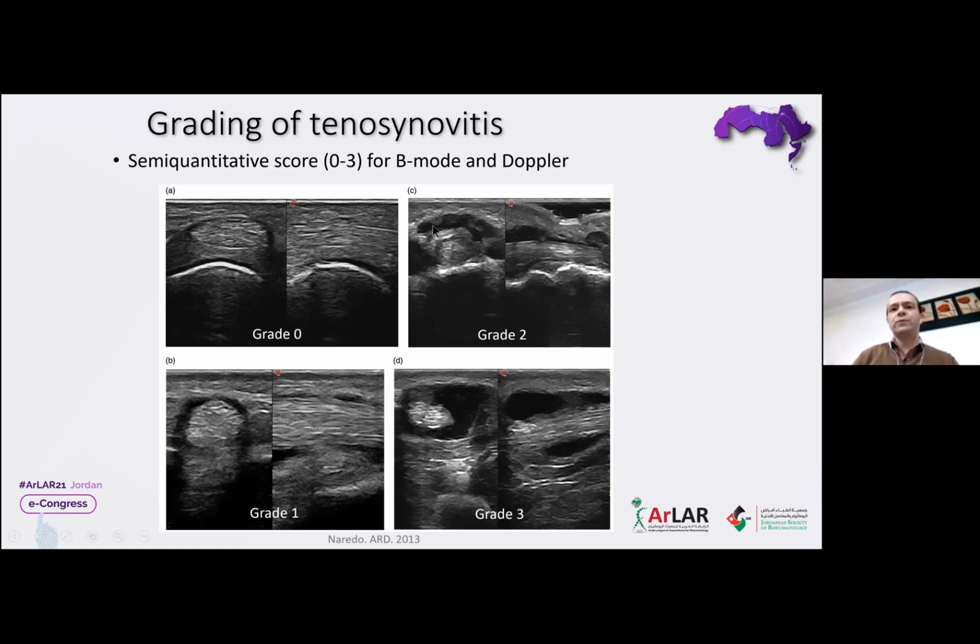This is very useful when we follow a patient in order to have an appreciation in time of the importance of tenosynovitis. But also it is important in clinical research, in order to better appreciate with numbers the importance of inflammation and response to treatment.